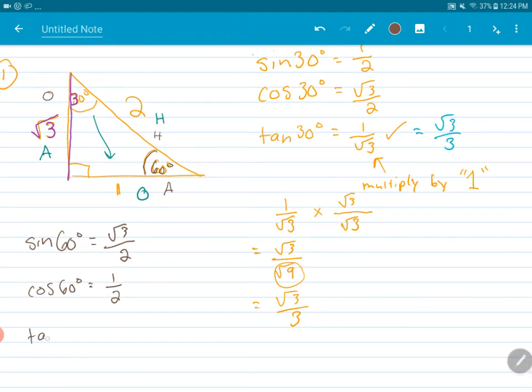And tan ends up being a lot nicer. We get root 3 over 1. We don't really need the over 1, so it's just root 3. We don't have to adjust anything. So that's special triangle number 1, and it's going to be useful, and we'll see some examples later.